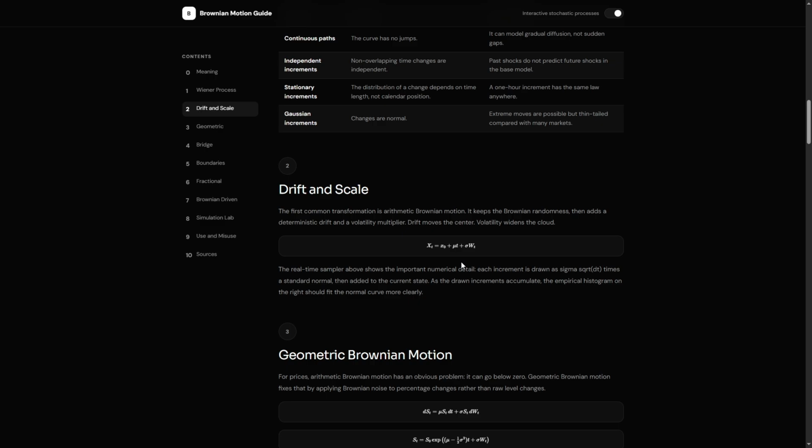It's a cleaner model, but there is a problem. It can go negative. That's fine for some things, but not great for prices. The exception was crude oil around 2020 when it went negative.